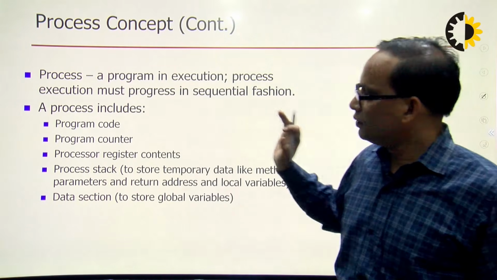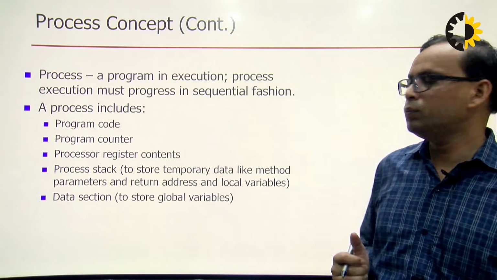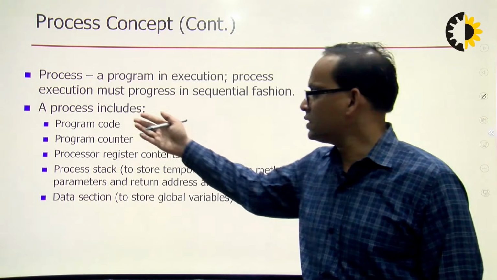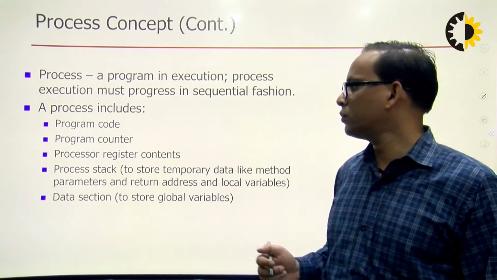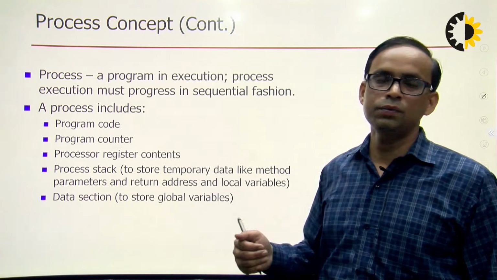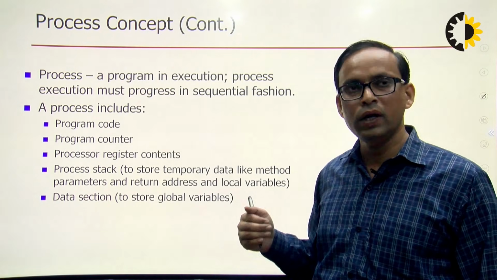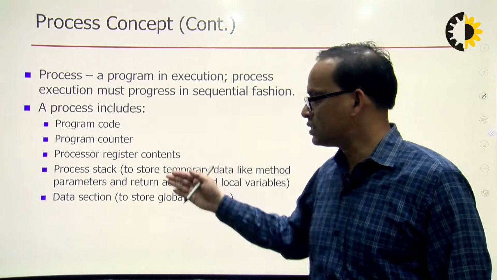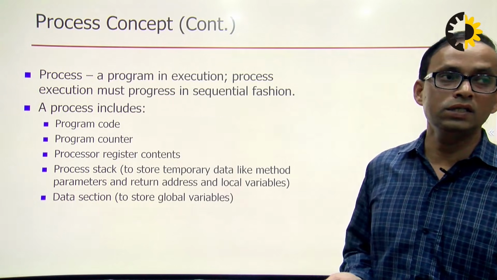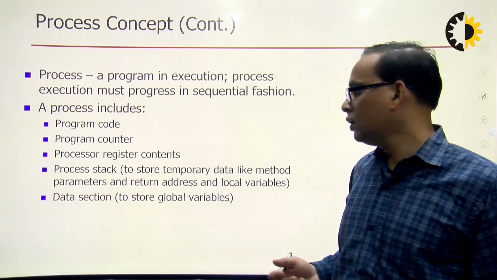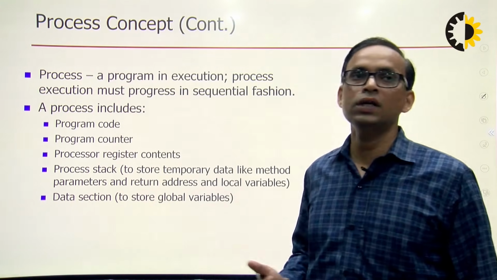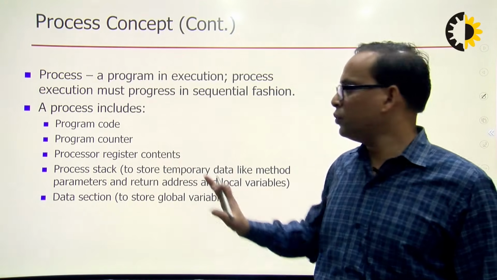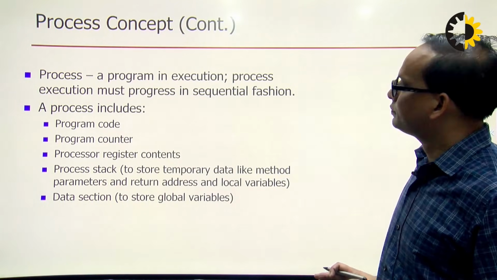Whatever the process includes, these are some attributes or parameters in context to a particular process. First one is the program code. Process includes the program code, program counter, which basically contains the address of the next instruction to be fetched. After that, process register content, process stack. Every process maintains a stack which contains its local variable data. Next one is the data section, which contains the information about the global variables. So, these are some attributes corresponding to a particular process.